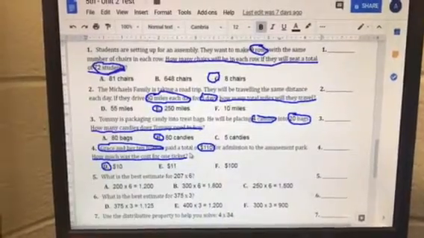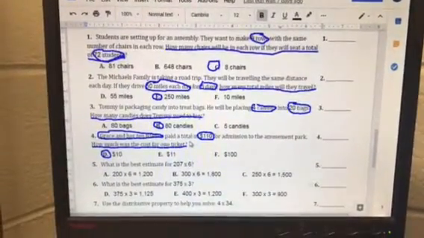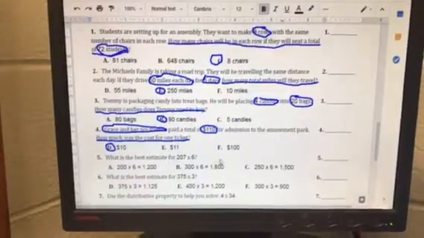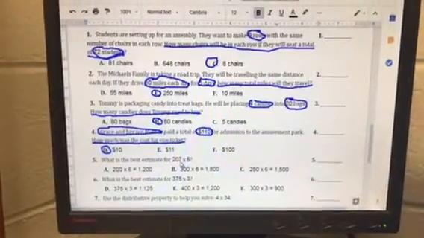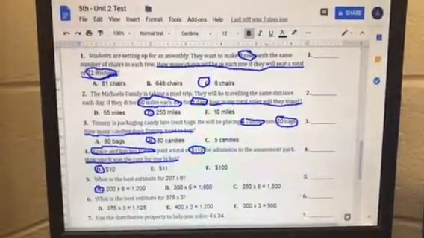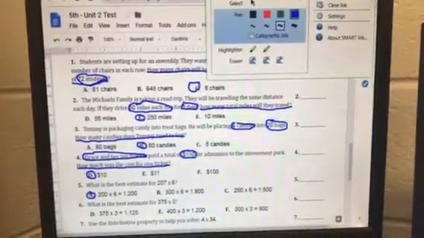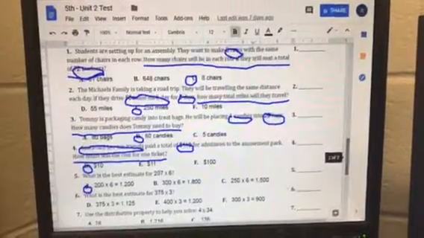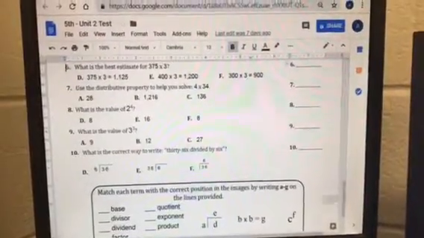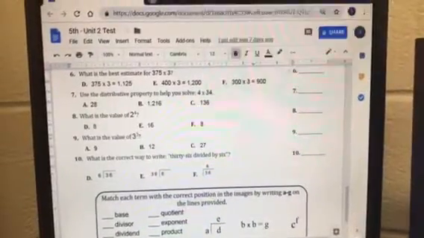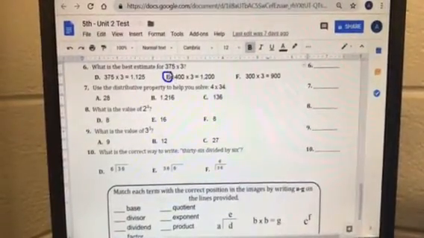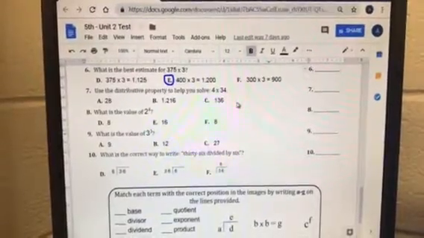Number 5, we have what's the best estimate for 207 times 6? When we're estimating, we're finding a close answer using rounding. And if we take a look at 207, the correct way to round would be to round down to 200. So our correct answer is A, 200 times 6 equals 1,200. For number 6, our best estimate this time, 375, would round up to 400. So E is our best answer because 400 times 3 is 1,200.